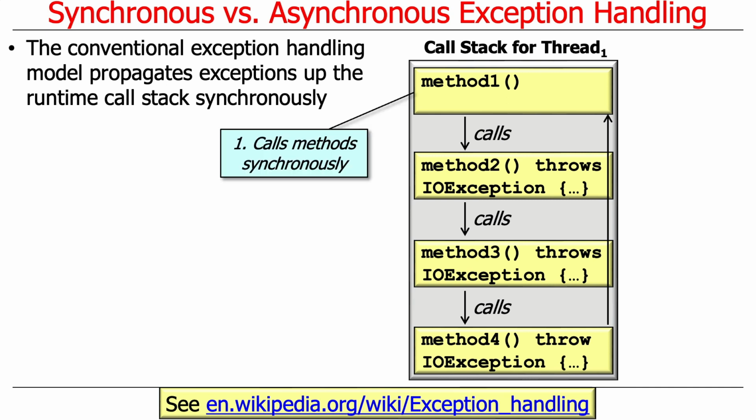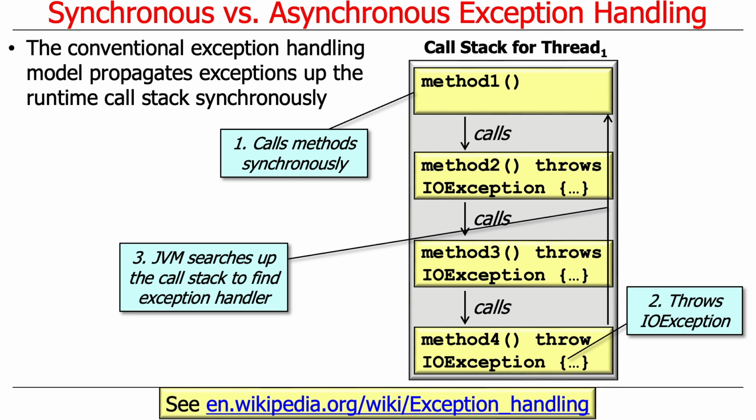So let's take a look at an example. Let's say that method 1 synchronously calls method 2, which synchronously calls method 3, which synchronously calls method 4. And all that means is method 1 calls method 2 calls method 3 calls method 4 in a nice little progression, and method 4 throws the IO exception. What will happen in that case is the Java runtime environment will search up the call stack, trying to find an exception handler that knows how to handle that error. And assuming it finds one, it'll be caught in the calling thread.